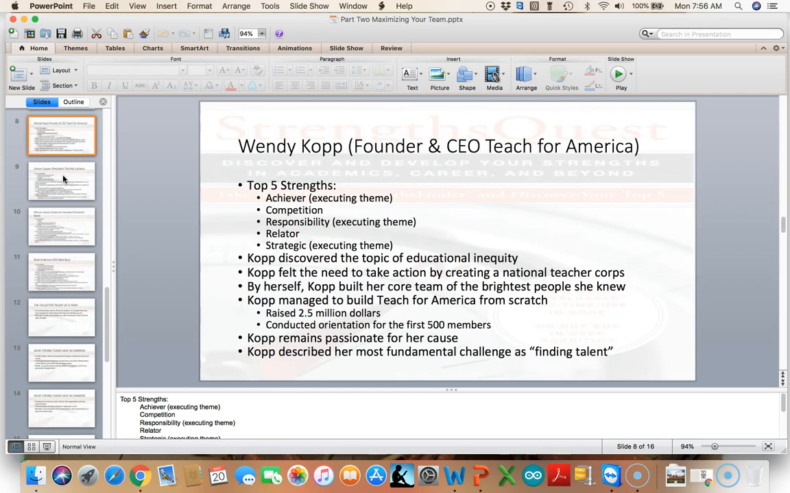In 1988, while searching for a thesis topic as a senior at Princeton, Kopp discovered the topic of educational inequity. In 1989, after continuing her research on educational inequity and discussing with fellow students, Kopp felt the need to take action by creating a National Teacher Corps, modeled after the Peace Corps.